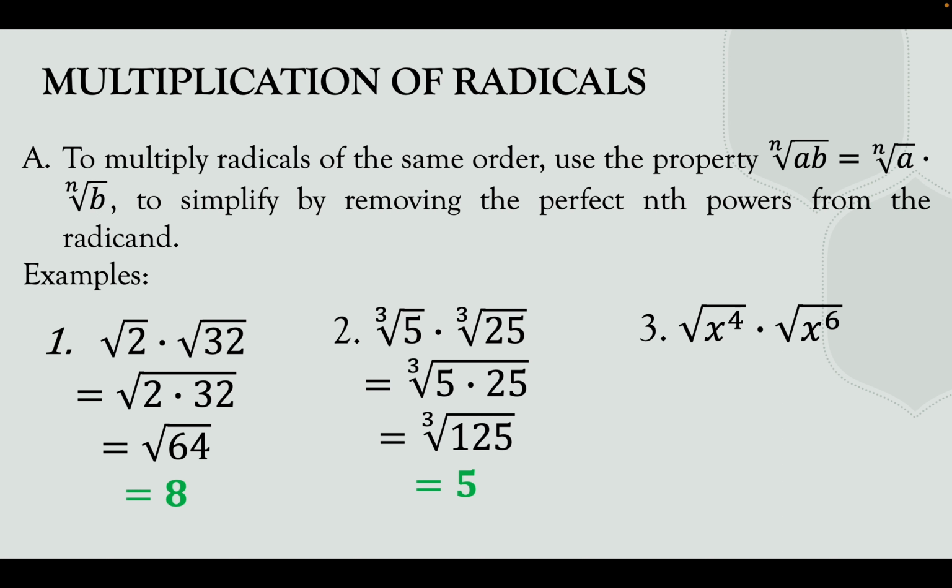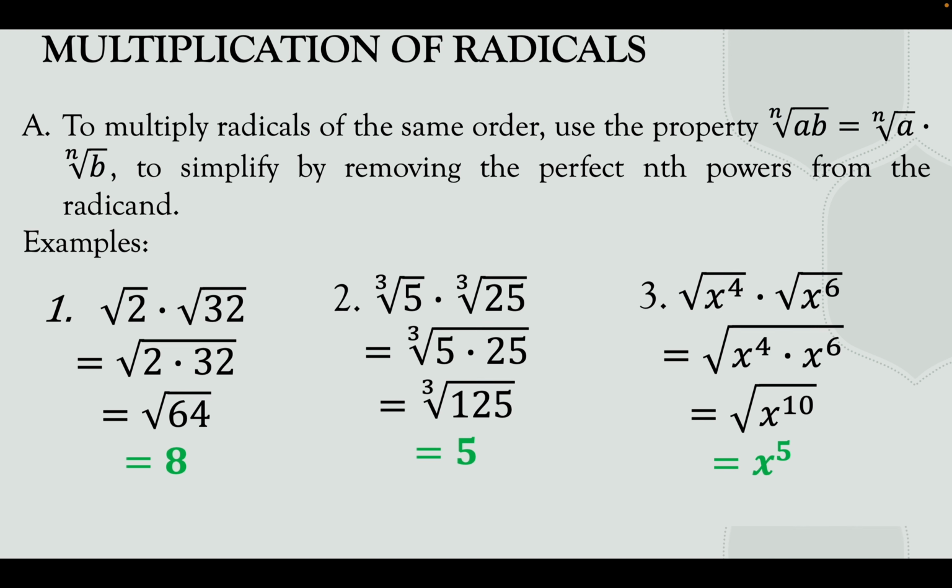Next, we have square root of x raised to 4 times square root of x raised to 6. By the laws of exponents, when you multiply a variable with an exponent, we just need to copy the base and then add the exponent. So we have square root of x raised to 10. To simplify this, just divide the exponent by the index, then copy the base. So we have x raised to 10 divided by 2, which is x raised to 5.